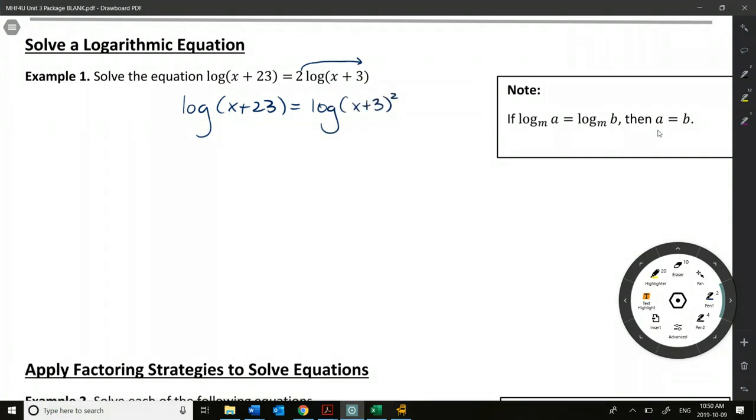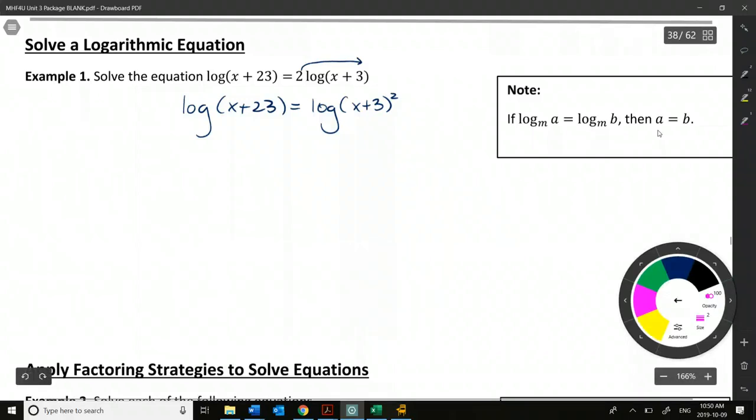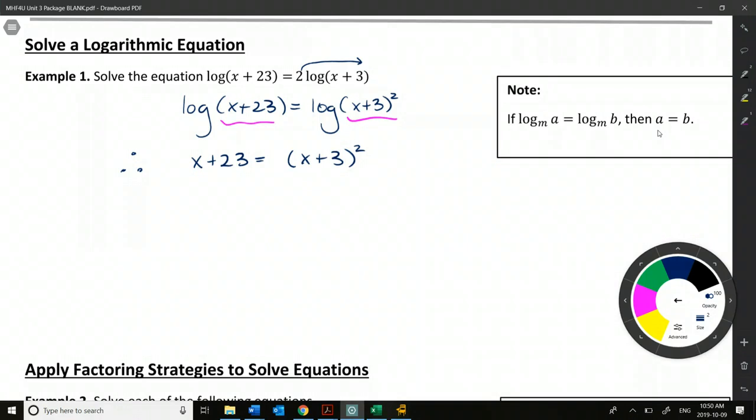Okay, and now I have the log base 10 of x plus 23 is equal to log with base 10 of x plus 3 squared. So I know, because these both have the same base, that this must be equal to this expression. So we could say, therefore, x plus 23 must be equal to x plus 3 squared. Okay, this does not work if the logarithms have different bases. The logarithms have to have the same base for this to be true. Okay, and then my job here is to solve for x.